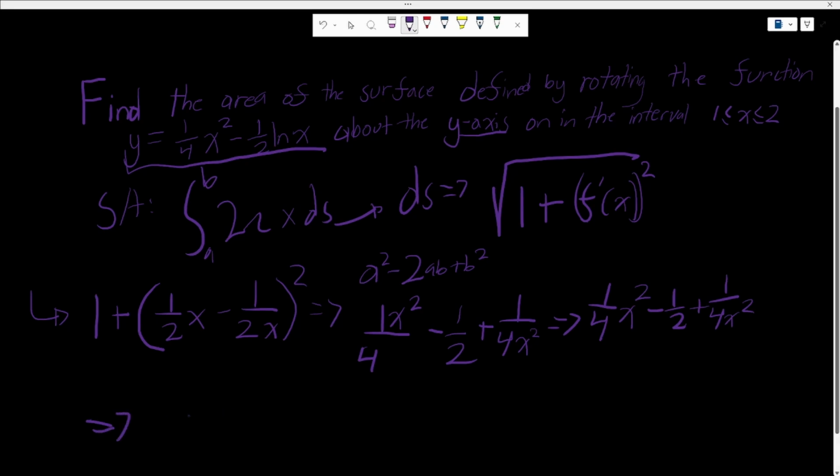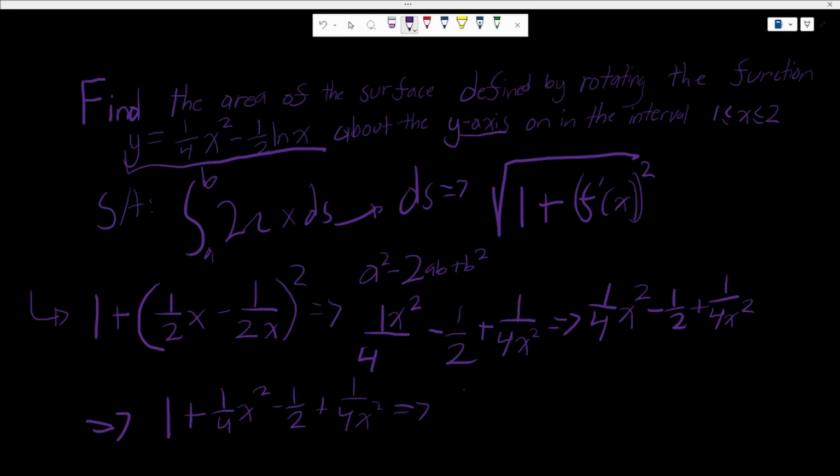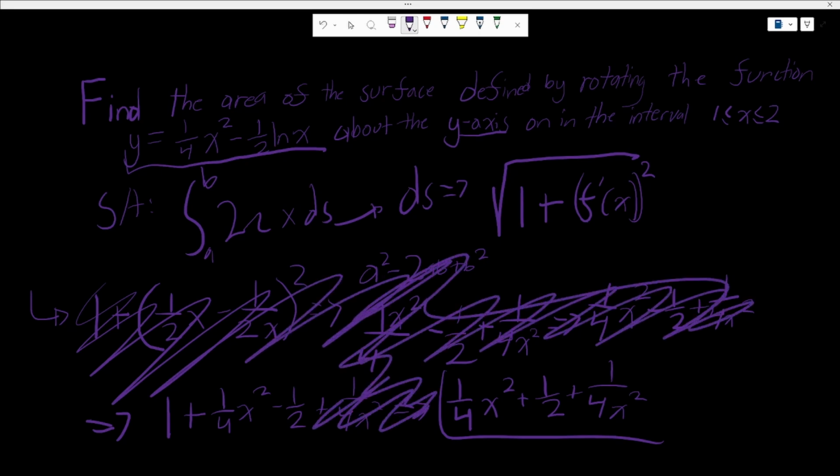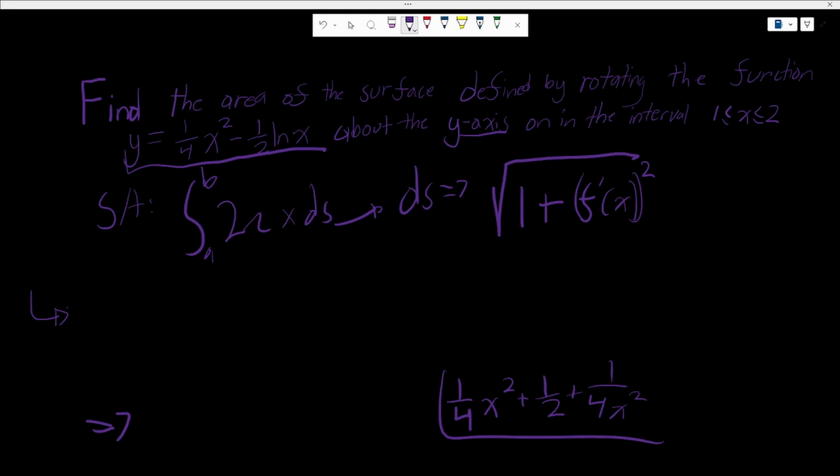And now if we add this to 1, we'll have 1 plus 1/4 x² minus the half plus the 1/(4x²). That negative half will just become a positive half if we add that 1. So combining like terms: 1/4 x² plus 1/2 plus 1/(4x²). But now we can see something special with this new expression. We can actually factor it, and it'll work out eventually with our big square root, with our radical.